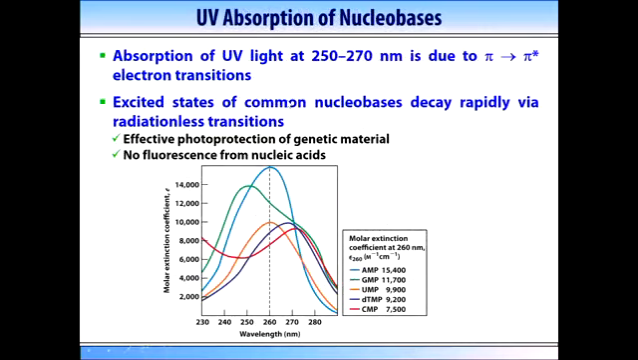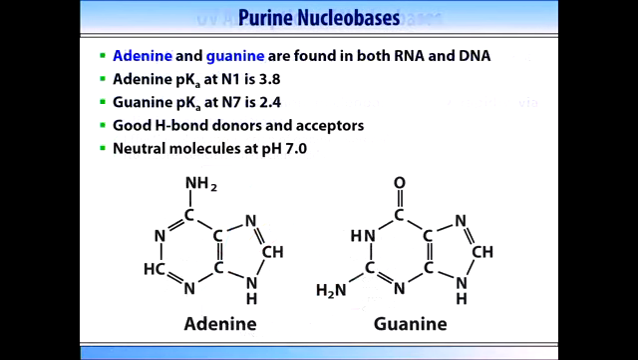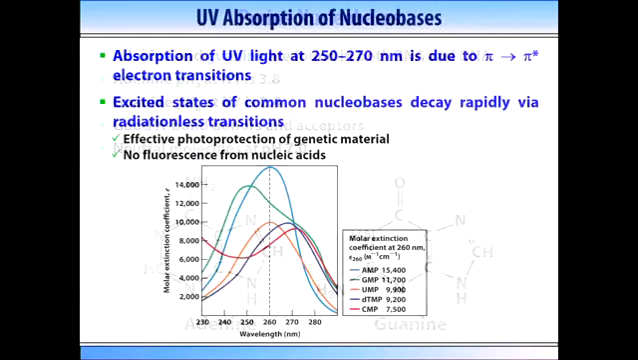Because nucleotides are aromatic structures, they have conjugated pi clouds. They're flat, so they don't have any chiral atoms, any tetrahedral carbon atoms, or anything like that. Because of that, they do absorb in the UV zone of the spectrum. Basically, the excited states of common nucleobases decay rapidly via radiationless transitions. That is what defines the absorbance in this zone.